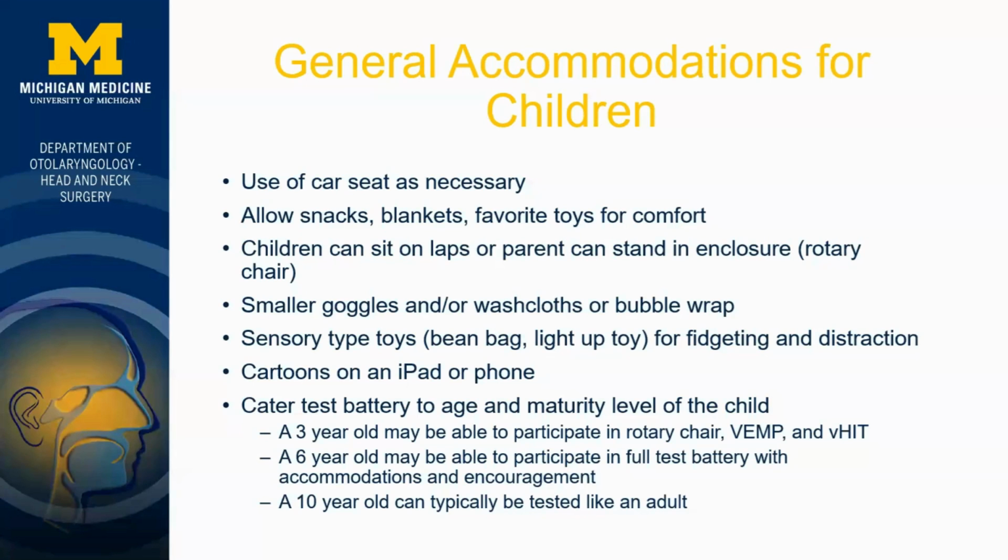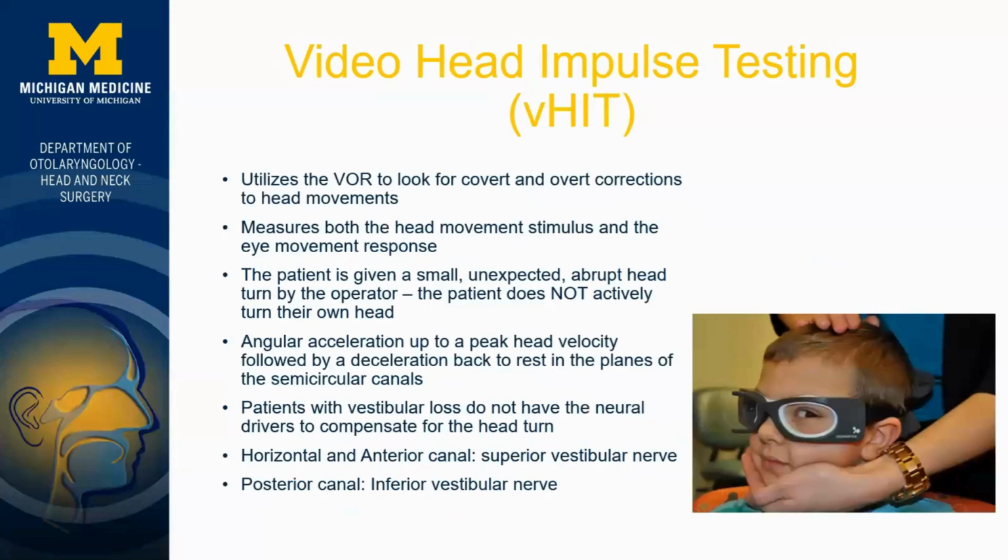So when I think a 3-year-old, I think, okay, I'm probably going to get rotary chair, VEMP, and VHIT, video head impulse testing. A 6-year-old may be able to participate in the full test battery. So I've gotten calorics on quite a few 6-year-olds. They just need accommodation and encouragement, and they need to be talked to before anything happens. And when I'm scheduling here, I consider a 10-year-old an adult. A 10-year-old can typically be tested in a general fashion within the same amount of time as an adult.